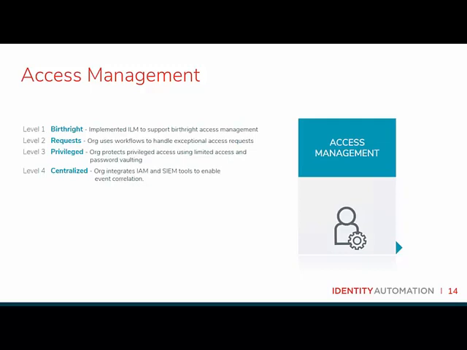access management decisions. So as we look through the levels here, really our next steps are moving from birthright access to mechanisms to support exception access, including privileged access, and integrating SIM and IAM together to make automated access management decisions based on event correlation. And then finally, introducing artificial intelligence to help make some of those decisions as well.